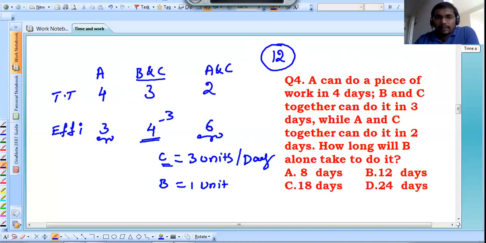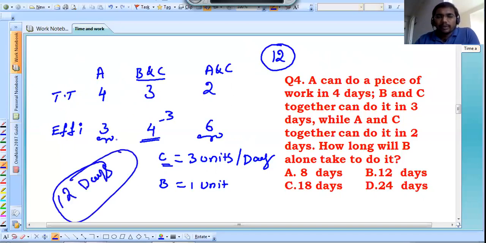That means B will take how many days? 12 days. B will take 12 days to complete the job.